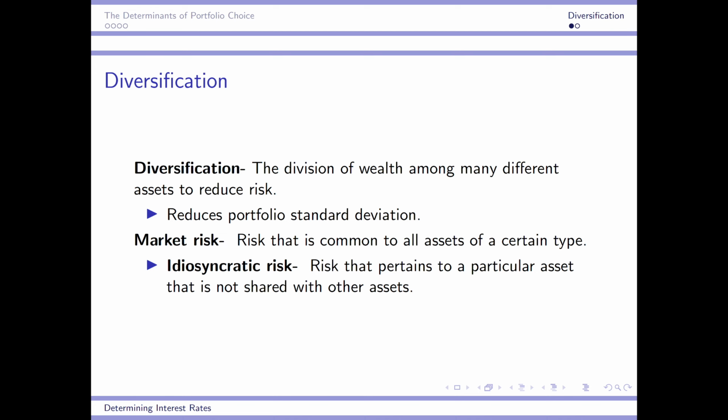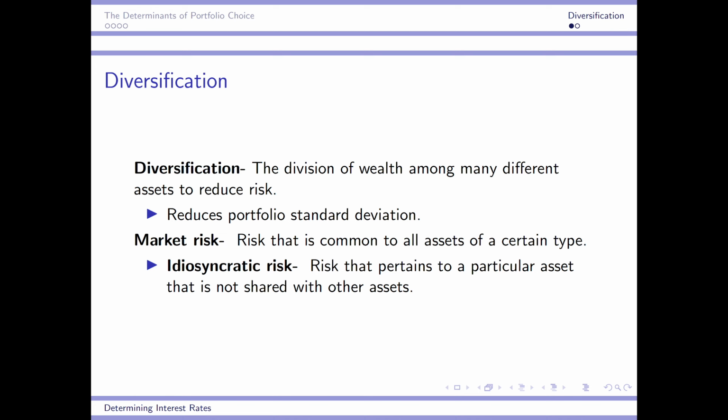The first one is market risk, and that's just the risk that is common to all assets of a certain type. For example, all airline companies were exposed to the same market risk when the pandemic broke out. It doesn't matter who it was, they were all affected by the lockdown. However, idiosyncratic risk is risk that pertains to a particular asset specifically, that is not shared with other assets.